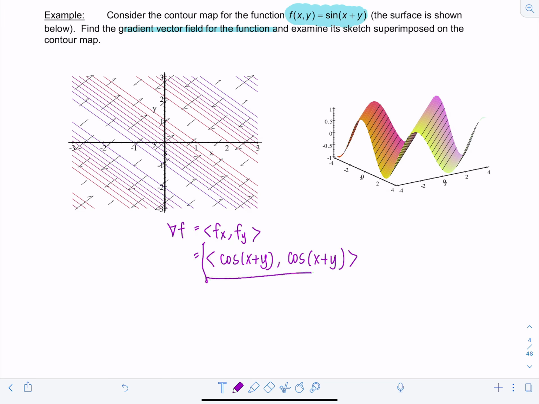Now we just have to examine the sketch. Okay, let's start examining it. Now, one thing to notice, oh my goodness, I give up. Let's just box it with this highlighter and call it a day.